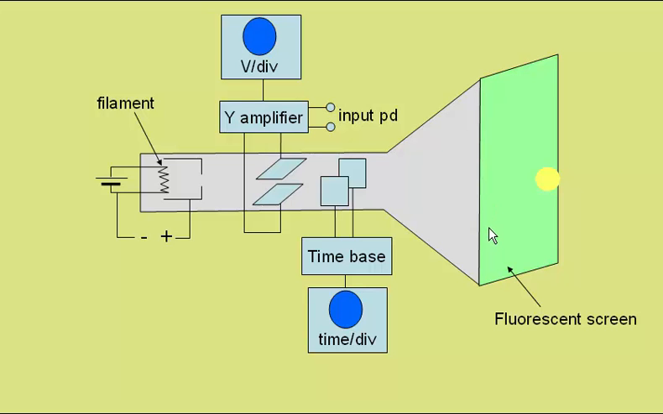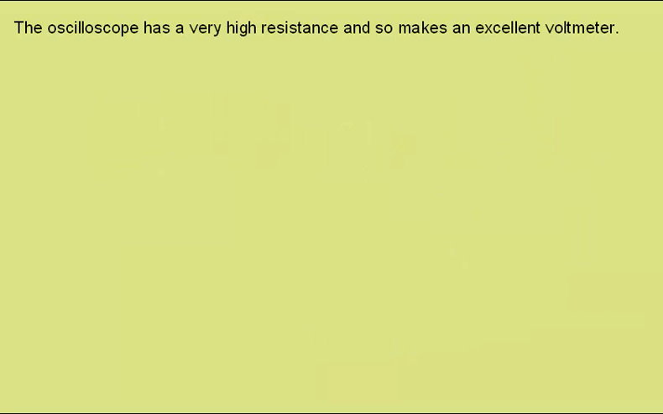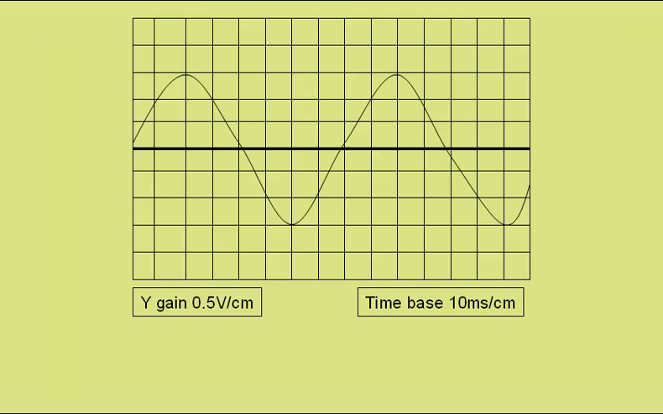So basically what we have here is a graph of potential difference against time, and the situation I've just shown you would give a graph something like this. The oscilloscope has a very high resistance and so makes an excellent voltmeter. Let's look at the operation of the oscilloscope as a voltmeter now.